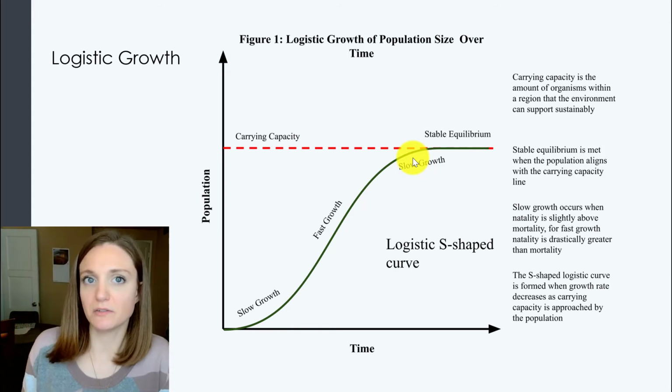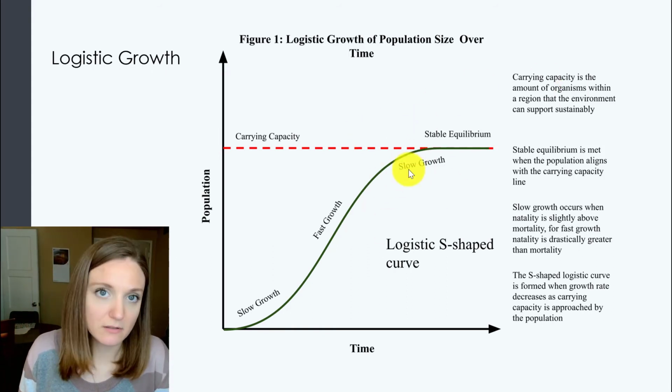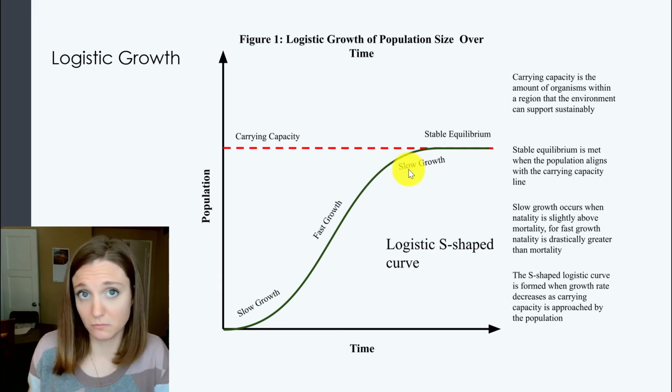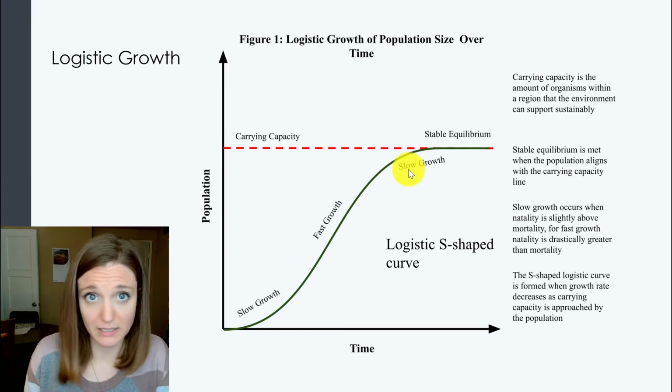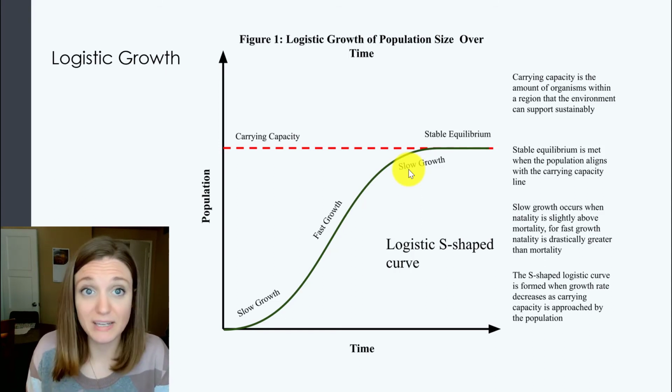But why does the growth rate slow down? Well, if there's less food around, not as many individuals are, one, going to survive. Two, not as many individuals with less food around are going to be able to reproduce. You need energy to reproduce.